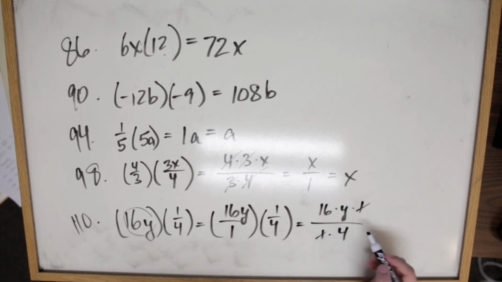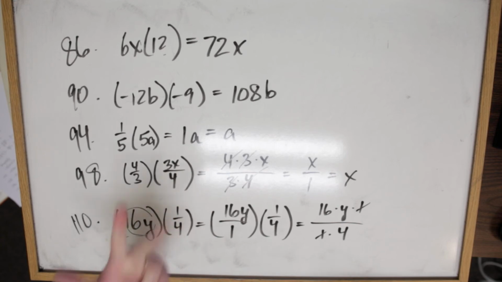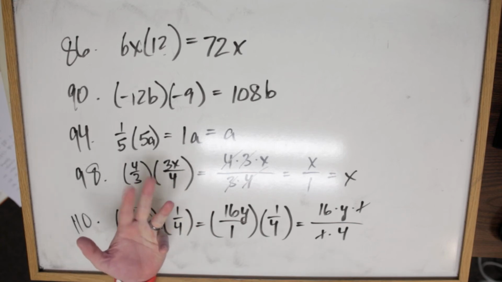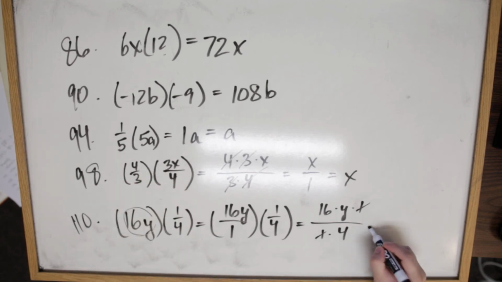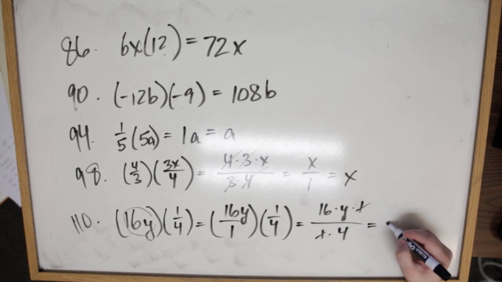The 1's cancel. So we're left with a y, and we're left with a 16 as well as a 4. The question is, how many times does 4 go into 16? I'm going to use my handy-dandy fingers. 4, 8, 12, 16. How many fingers? 4 fingers. So that means that I am left with a 4y.